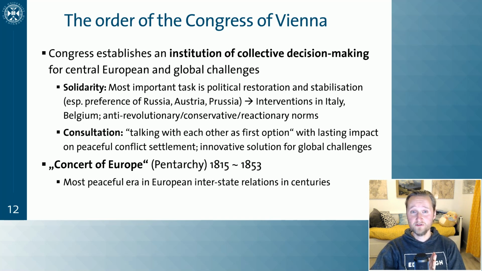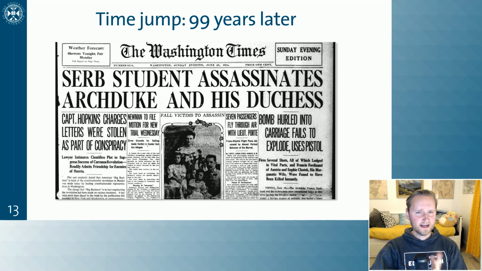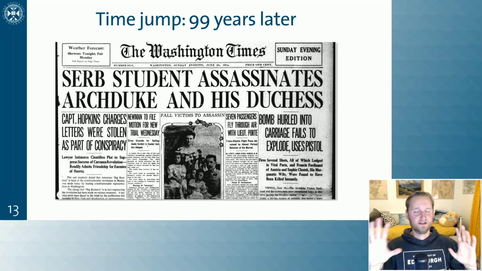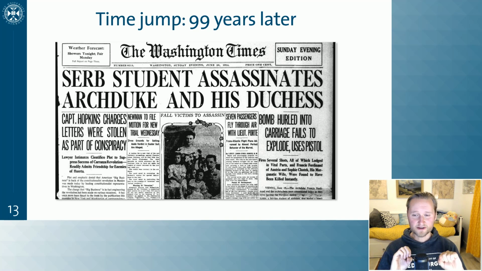So we're in 1815. Now, if we make a time jump to 99 years later, we arrive in Sarajevo. And of course, you all know what this newspaper article refers to. It is something that happens in 1914. Let me just set the scene here. Sarajevo is waiting for the arrival of Archduke Franz Ferdinand. Franz Ferdinand is the heir of the Austro-Hungarian Empire.